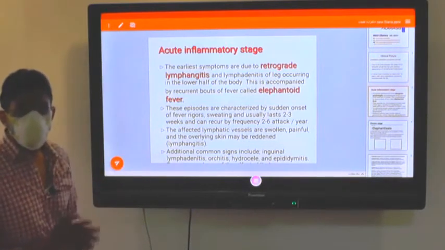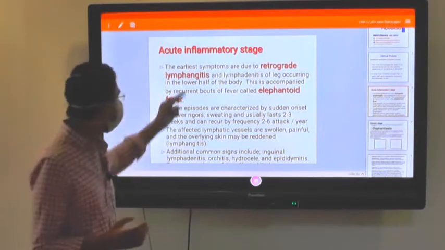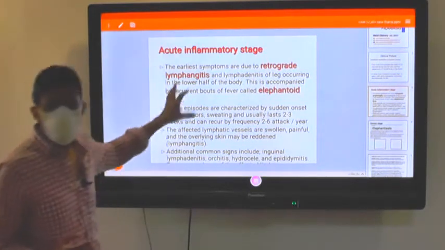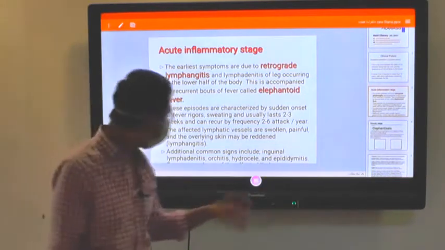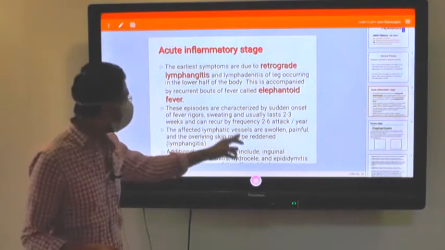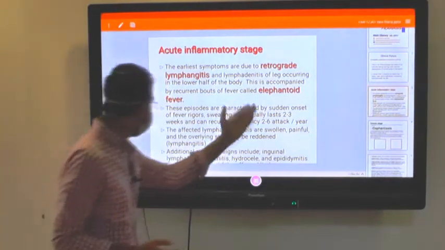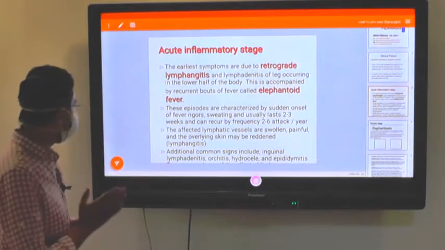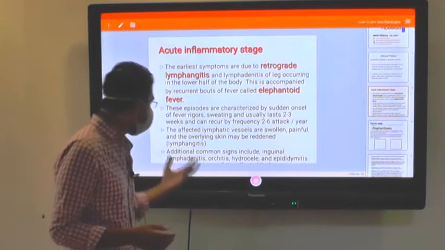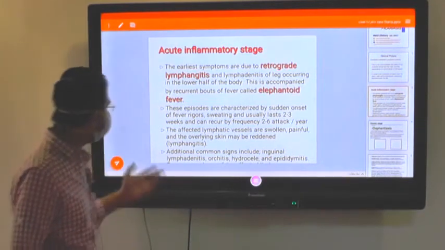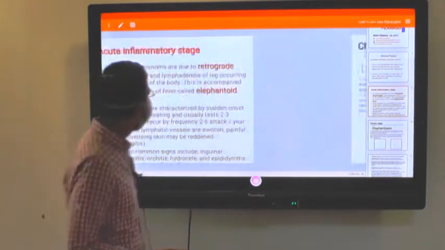As long as we are talking about lymphangitis, we're talking about an inflammatory condition in the lymph nodes and the lymph vessels. So the affected lymphatic vessels, since there is inflammation, are swollen and painful, and the overlying skin can be red, which is so-called lymphangitis. The additional common symptoms include inguinal lymphadenitis, orchitis, hydrocele, and epididymitis.